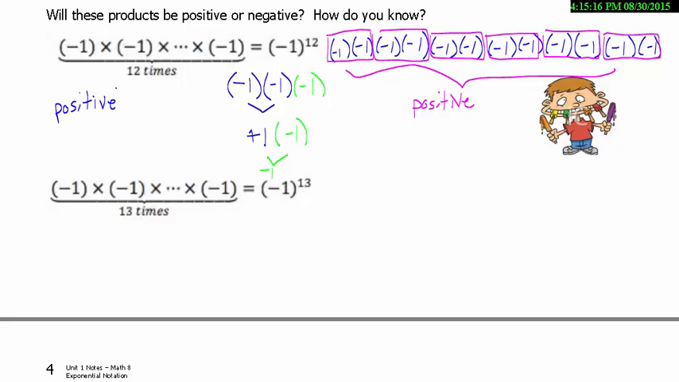Well, the next question says, how do you know? Well, it all has to do with the number of factors. So in the first question, we had 12 factors, right? In the second question, we have an extra factor. We have an extra negative 1. And if we were to go back up here and look at the 12 negative 1s that we wrote out, this would be that extra factor. So there's the 13th negative 1. And it's not being multiplied by any more negative 1s, which means that we have all positive numbers multiplied by a negative 1. So that would give us a positive answer multiplied by negative 1, which that would give us a negative answer.